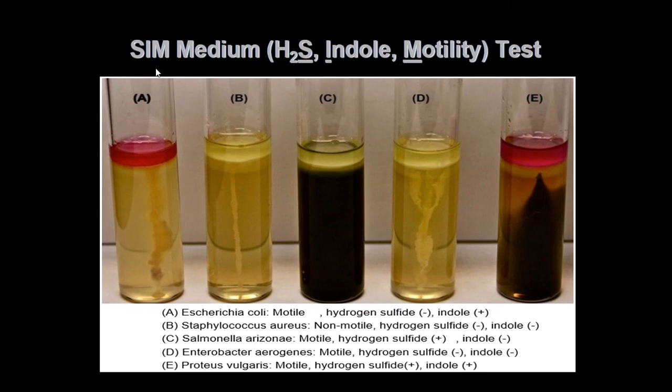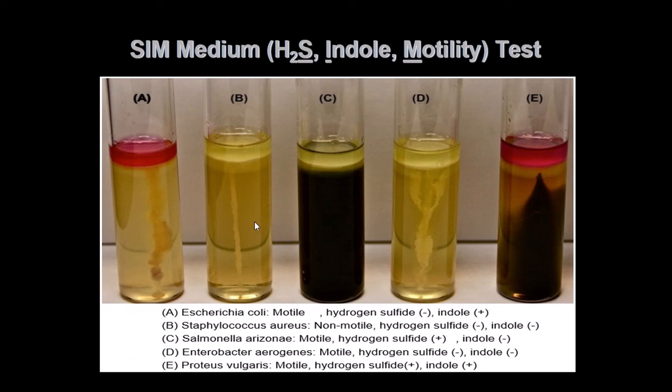So if we look into a media, we call it the SIM media, for example. S stands for sulfide, so the black discoloration that we see indicates the presence of sulfide. I stands for the presence of indole, and M for motility. The M is the simplest. When the bacteria is motile, you will see it turbid, and if it is non-motile, it will be clear, as simple as that, or it doesn't move from the inoculation site.